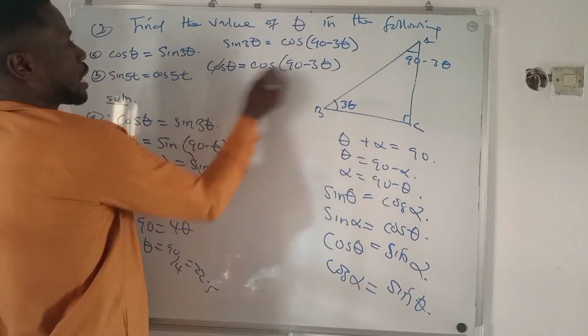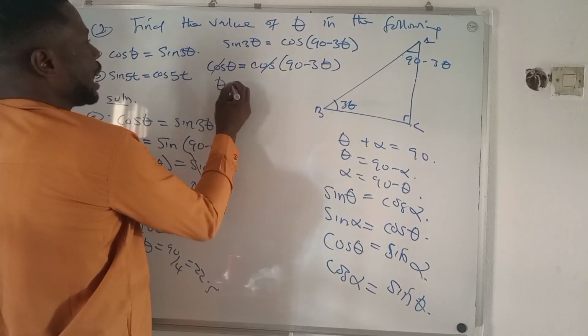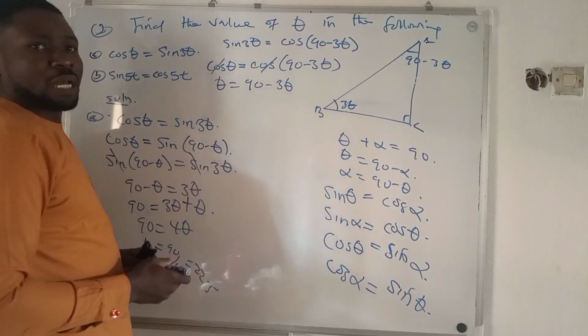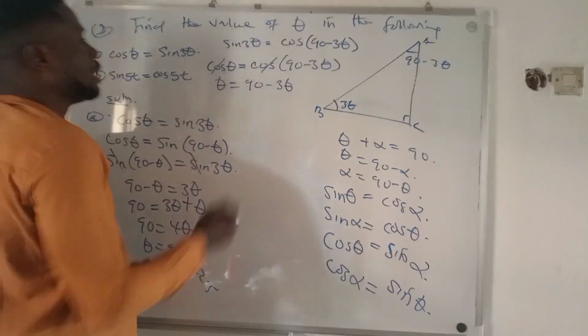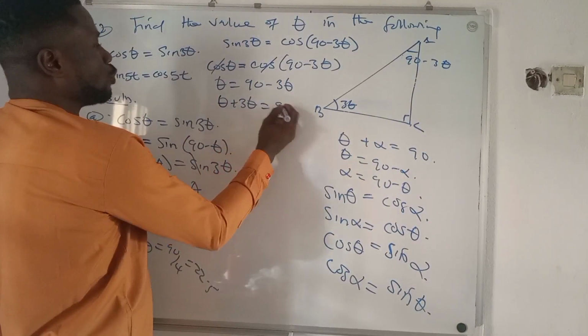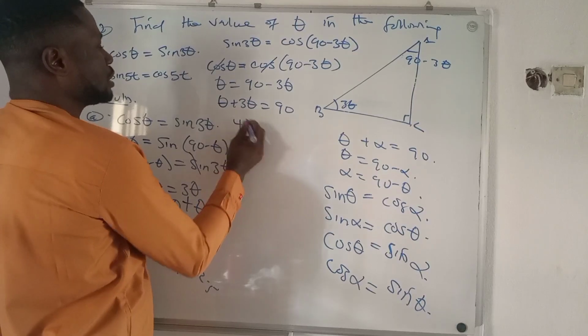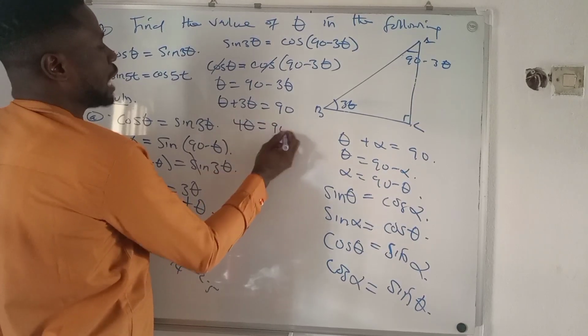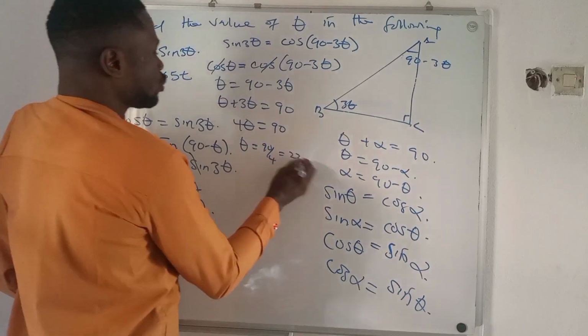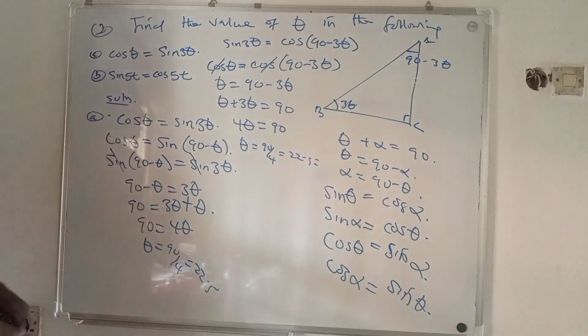And of course, cos will cancel itself. This will be theta equal to 90 minus 3 theta. You try to make theta the subject of the formula. This will become theta plus 3 theta equal to 90. This is 4 theta equal to 90. Theta itself will be 90 all over 4, and the answer is 22.5. You see, it's the same.